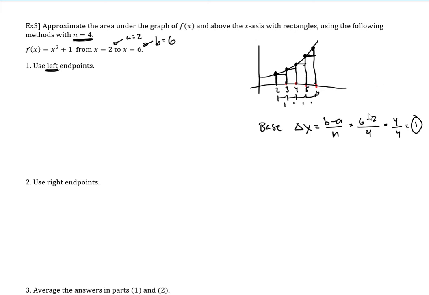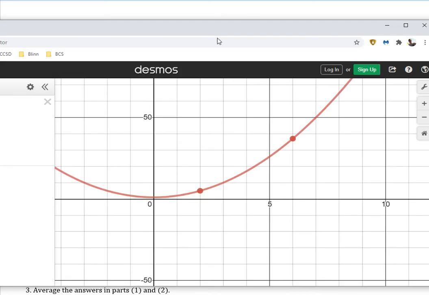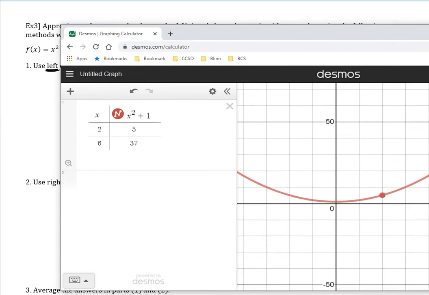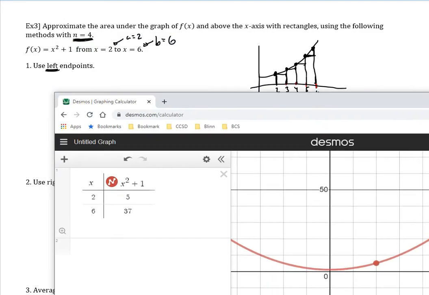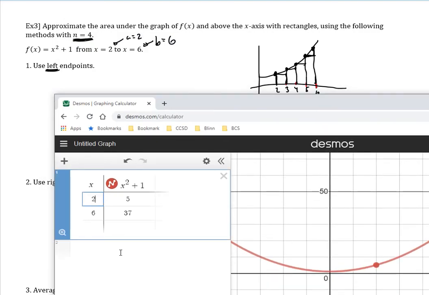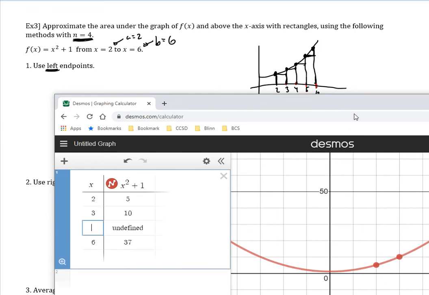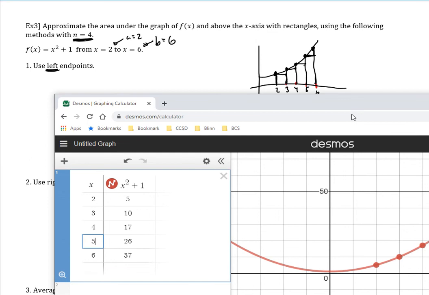Okay, so what we just did is we set up our rectangles, and then what I really want is the heights of each of these rectangles. Okay, and to get those heights, well, again, that's where the calculator is super useful for us. All right, so I've got this table. Well, what I'm going to do, let's put it in order. So 2's good. Let's get 3 now. 4, 5, and the 6.